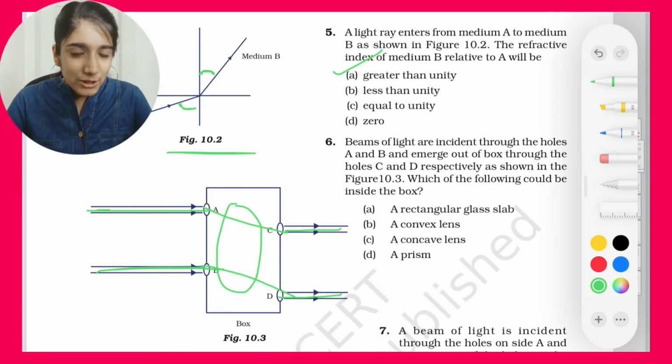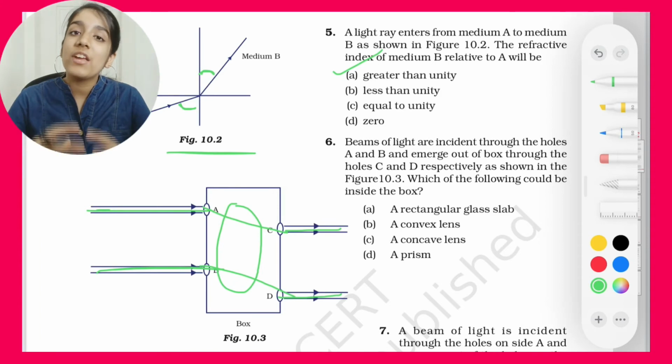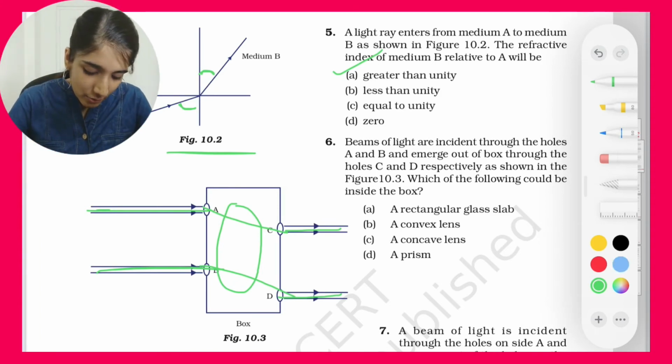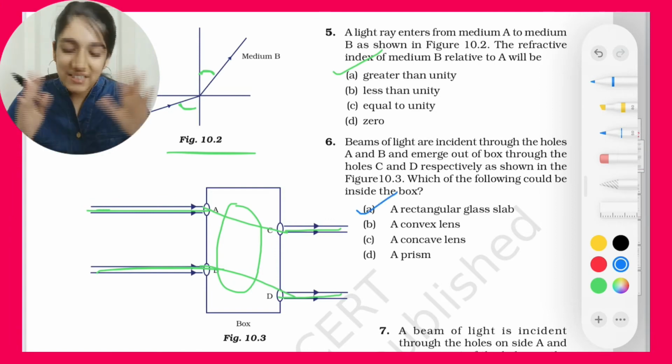So what can we conclude? That inside the box we have a rectangular glass slab, right? So the correct answer would be A. Now let's move forward with the seventh question.